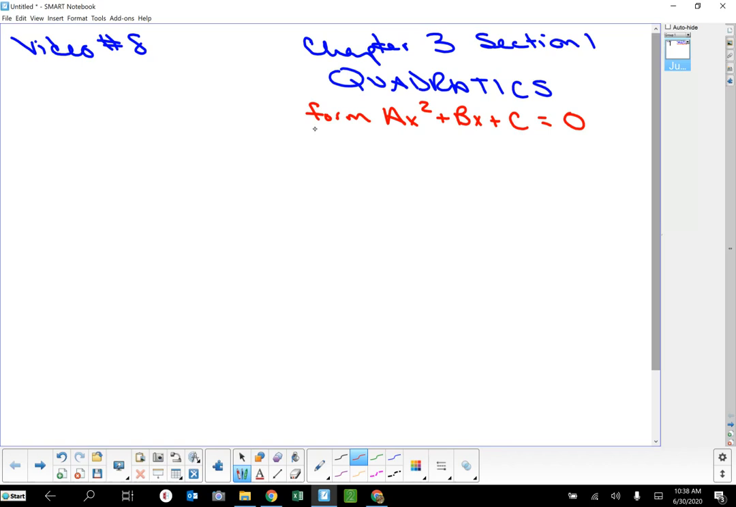That's considered standard form, where the a is the coefficient on the x squared term, the b is the coefficient on the x term, and the c doesn't have an x, so that's the constant in the equation.